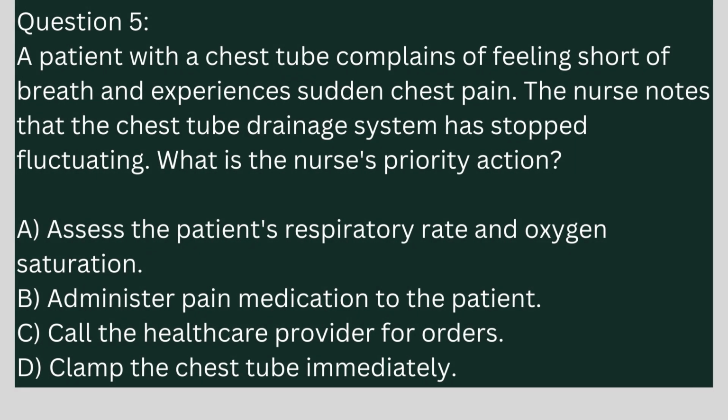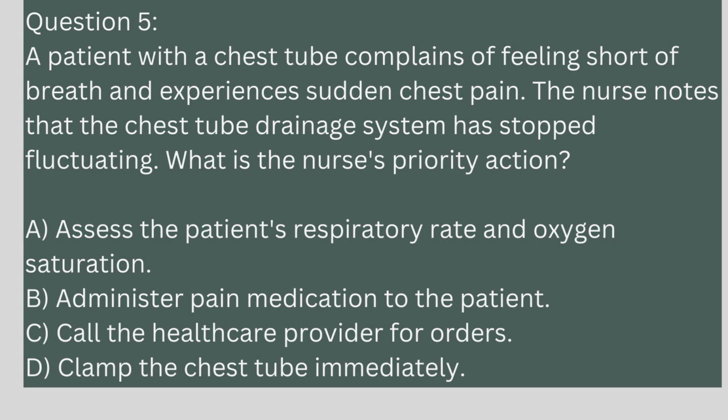Question 5. A patient with a chest tube complains of feeling short of breath and experiences sudden chest pain. The nurse notes that the chest tube drainage system has stopped fluctuating. What is the nurse's priority action? A. Assess the patient's respiratory rate and oxygen saturation. B. Administer pain medication to the patient. C. Call the healthcare provider for orders. D. Clamp the chest tube immediately.